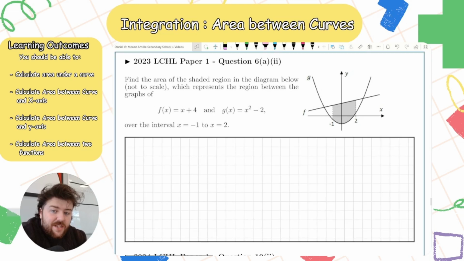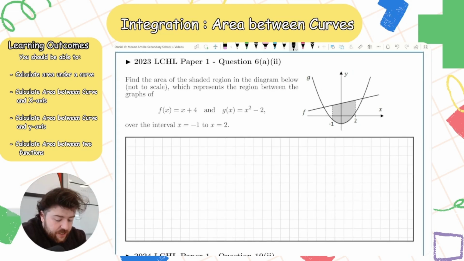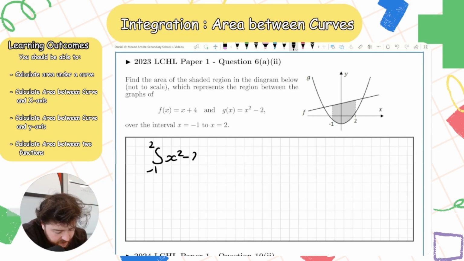This is an exam question here. We're asked to find the shaded region. Find the area of the shaded region in the diagram below, which represents the region between the graphs of x plus 4 and x squared minus 2, between the interval minus 1 and 2. So we are now looking for the integral from 2 to minus 1. I'm going to subtract my function: x squared minus 2 minus x plus 4. That's going to be the integral from 2 to minus 1 of x squared minus x minus 6.